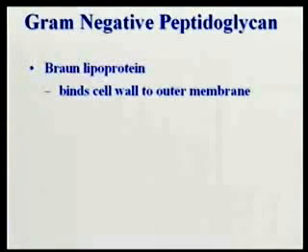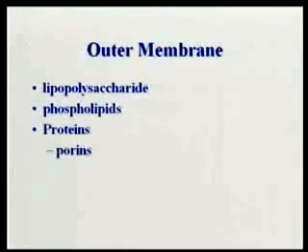So what happens is the Braun lipoprotein, named after Volkmar Braun, who published an article on this in around the early 70s. I have to discover something to have my name after it, don't I? Anyway, the Braun lipoprotein basically binds cell walls to the outer membrane. I'll show that in the next slide.